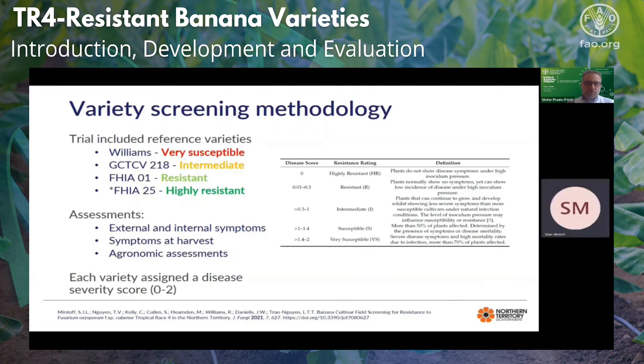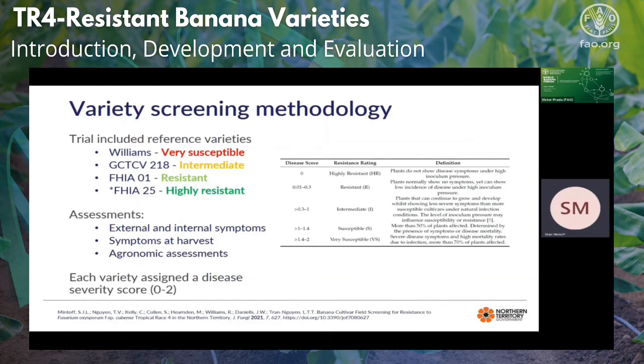Assessments took place usually fortnightly, and we looked at external symptoms and internal symptoms, predominantly internal symptoms at harvest and at death. We took agronomic assessments, and at the end of each crop cycle, we assigned each variety a score, worked out by looking at the number of plants that were diseased and killed, and how many plants were assessed. That gave us a score between 0 and 2. A 0 essentially means no plants in that variety showed any signs of TR4 infection, whereas 2 means 100% of those plants showed disease symptoms and were killed by TR4.